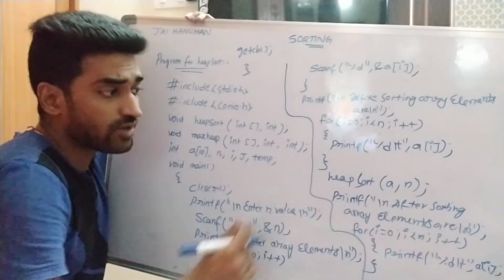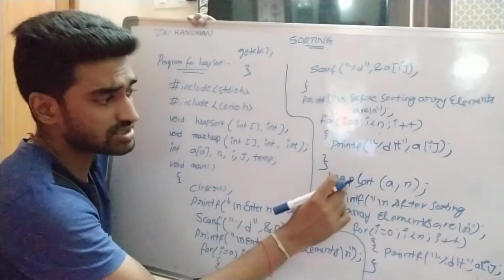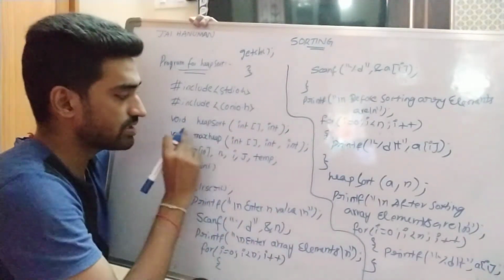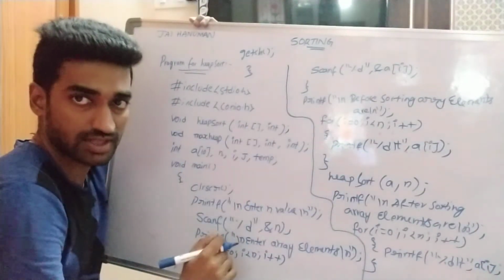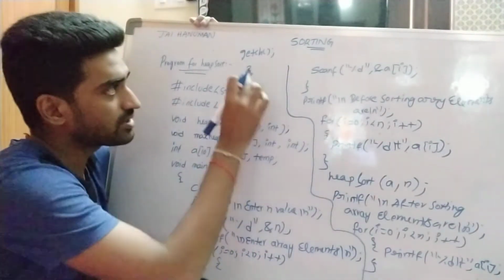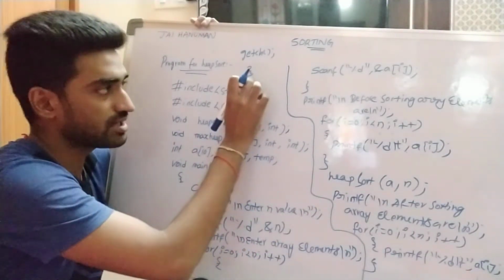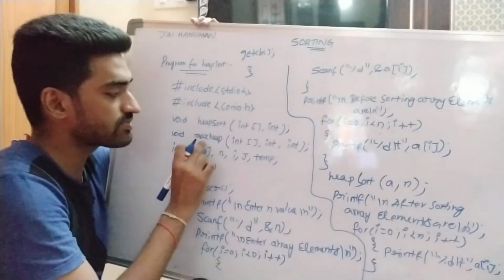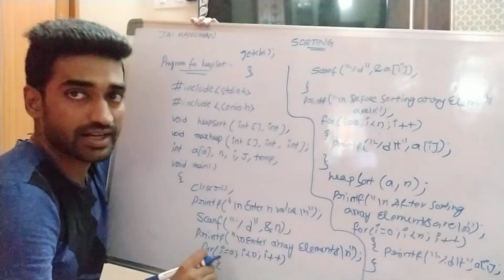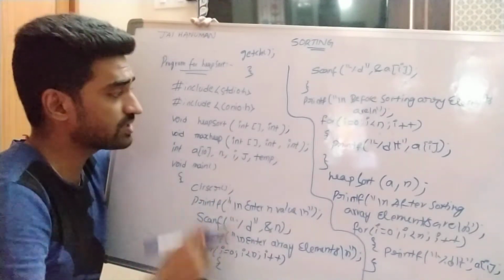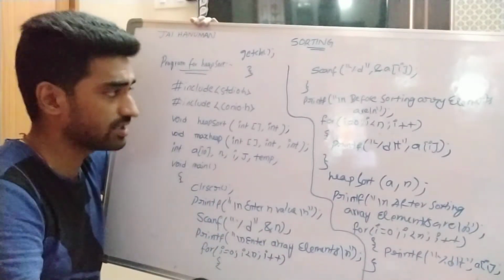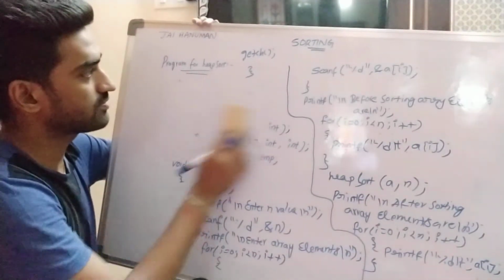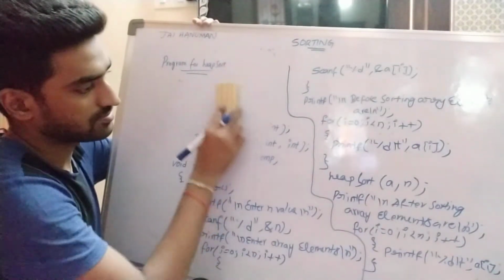Then I am writing the function definitions for heapsort. In heapsort we are calling one more function. What is the function? The maxheap function. So after completion of getch, I am writing the function definitions for heapsort as well as maxheap. First of all, I am writing the function definition for heapsort.